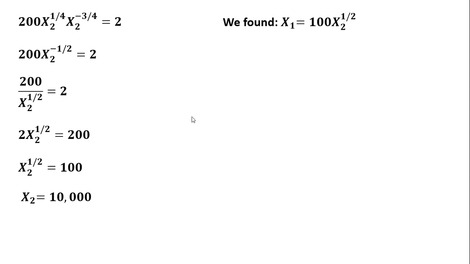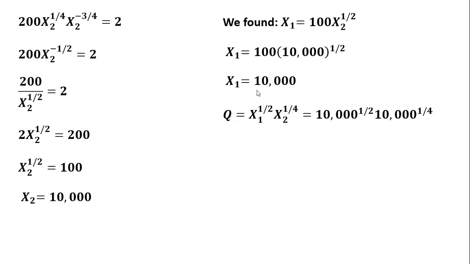Following the rules of exponents, bringing input 2 down into the denominator, and then multiplying through by x raised to the 1/2 power, dividing through by 2, and now finally squaring both sides. We will use 10,000 units of input 2. We, on the last slide, found input 1 equals this result, so making a substitution of 10,000 in here for input 2 and simplifying. We will also get 10,000 for input 1.